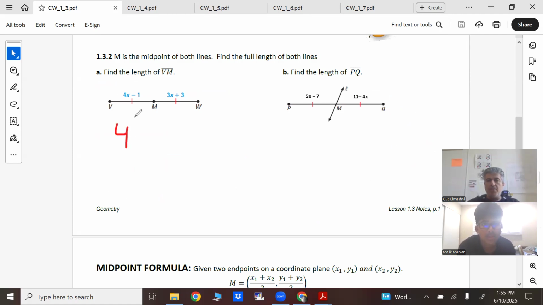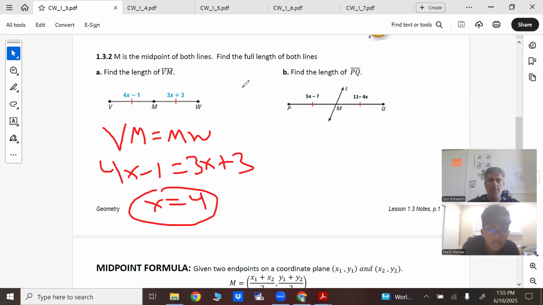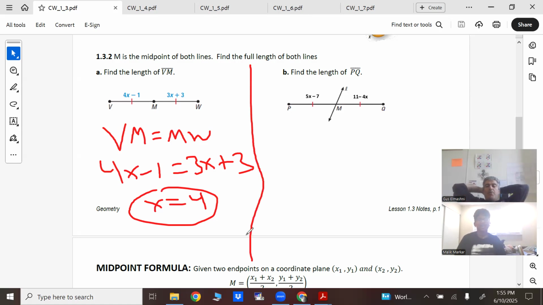Now here's the thing, because VM equals MW, okay, yeah. So now just 4x minus 1 equals 3x plus 3. Yeah. How do you know it's 4? I just did this math in my head. So subtract 3x from both sides and add 1.